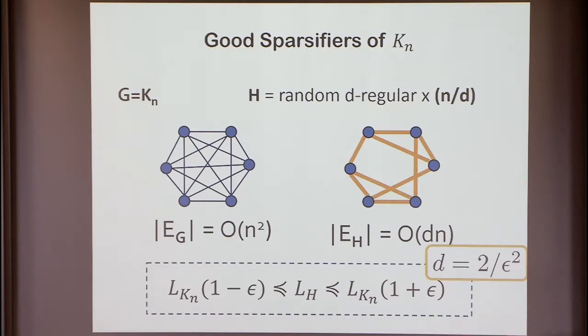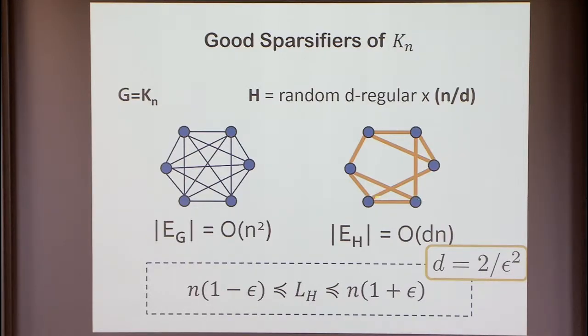Remember this example that I showed you in the beginning, the first example of sparsification. If you take the complete graph and you take d random matchings, where d is 2 over epsilon squared, then with high probability, when you reweight the edges by n over d, this is a 1 plus epsilon approximation. Since the complete graph has eigenvalues all equal to n, this is just saying that the eigenvalues of this random graph lie between n times 1 minus epsilon and n times 1 plus epsilon.